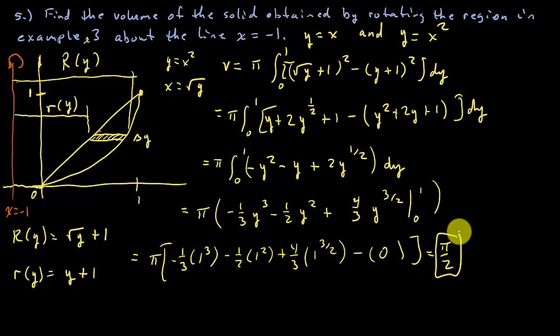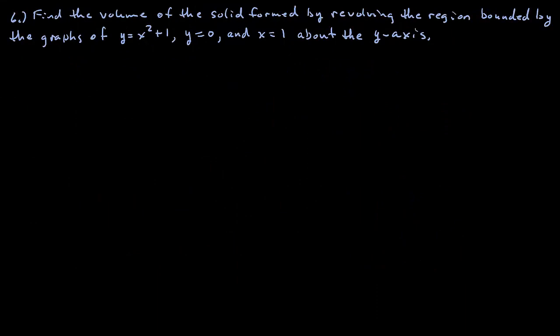All right, so now, good news here, we've gotten to our last problem. Let's see what we've got here. First, let's go ahead and sketch the graph. Find the volume of the solid formed by revolving the region bounded by the graphs of y equals x squared plus 1, y equals 0, and x equals 1 about the y-axis.